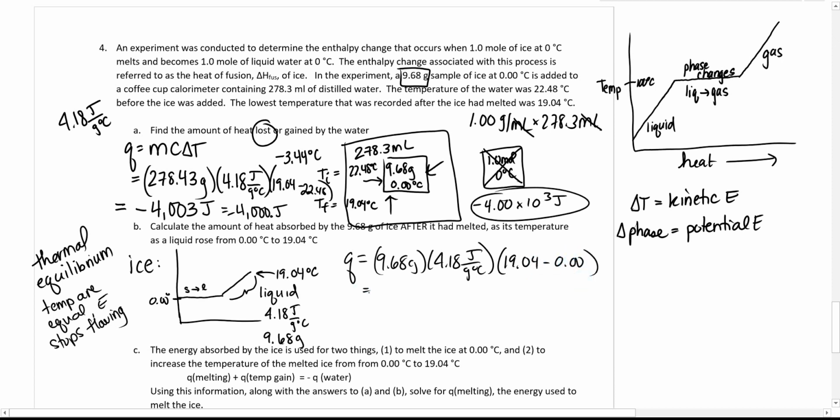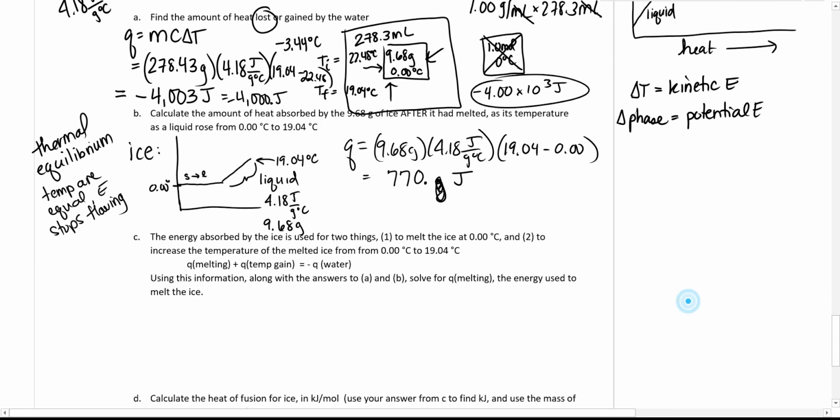Okay, so let's plug that in your calculator. 9.68 times 4.18 times 19.04, and you end up getting 770, not grams, whoops, this is joules. Okay, so that's how much energy was absorbed when turning your liquid ice at 0 degrees into the liquid at 19 degrees. Okay, so now let's figure out how much energy it takes to do the actual melting, and that's kind of the purpose of this experiment.